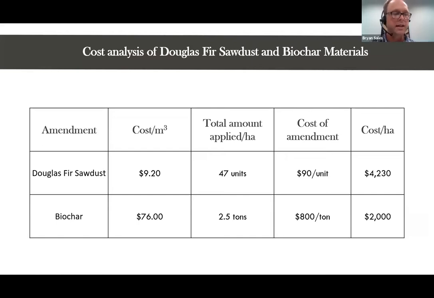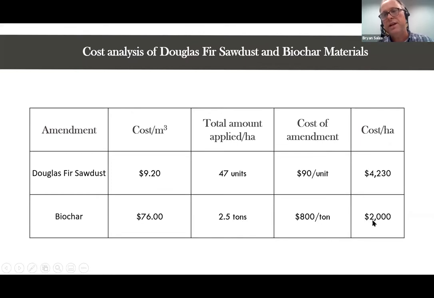Okay, so cost analysis. We wanted to see if it's worth it for growers to invest in biochar. First, you can see in the second column that biochar is much more expensive than sawdust. See here, $76 a cubic yard versus $9 a cubic yard. Douglas fir sawdust is actually sold in units, which is about 7 cubic yards per unit. And those 47 units at $90 a unit comes to about $4,230 per hectare. Whereas biochar, to do 20% in the planting hole, it takes about 2.5 tons per hectare, at $800 a ton.